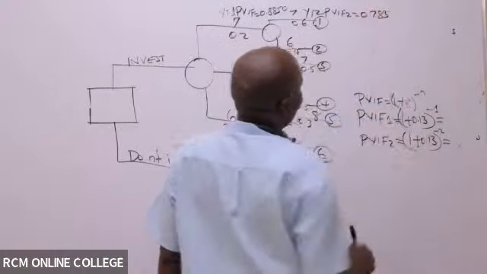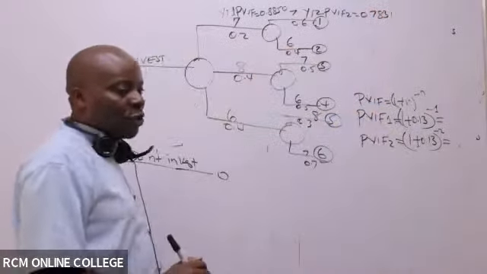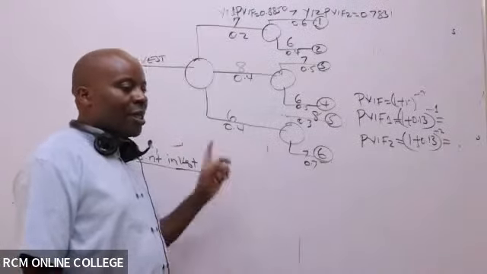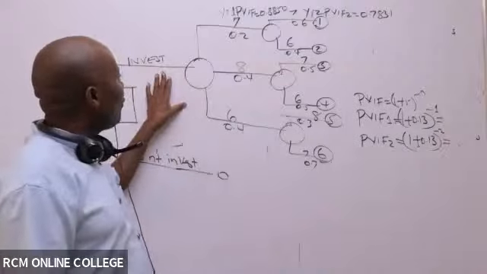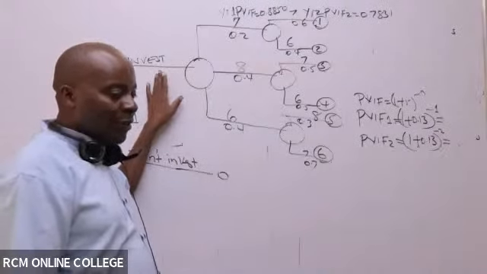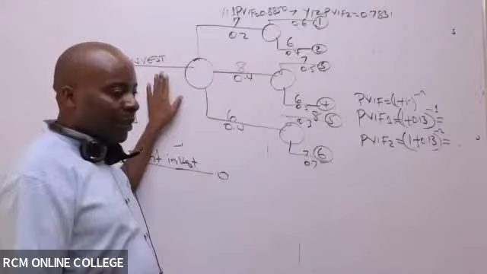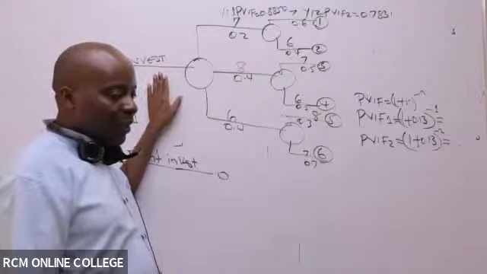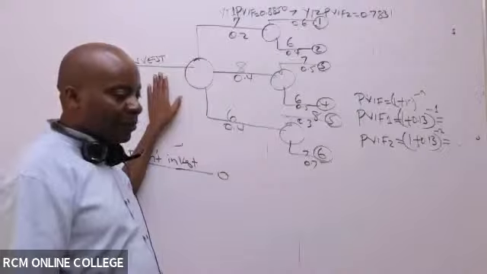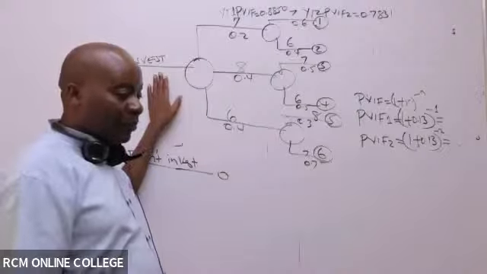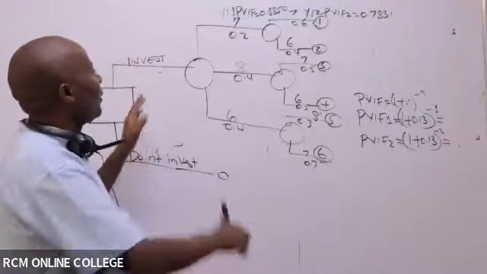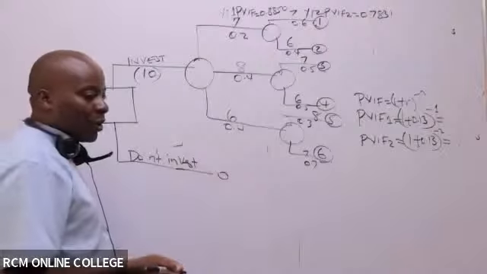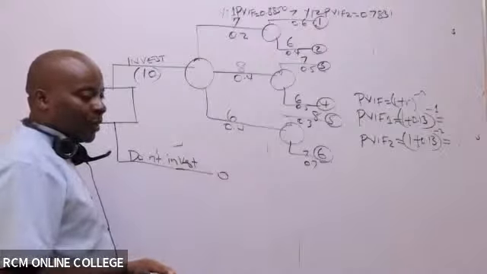Now, there is one thing you guys never told me. If we are investing, how much are we going to invest? What is the investment amount? 10 million. It's given in the question. It's in brackets because it's a cash outflow.